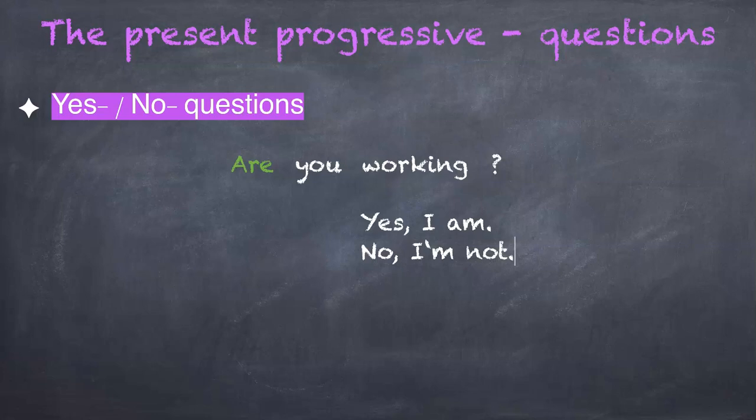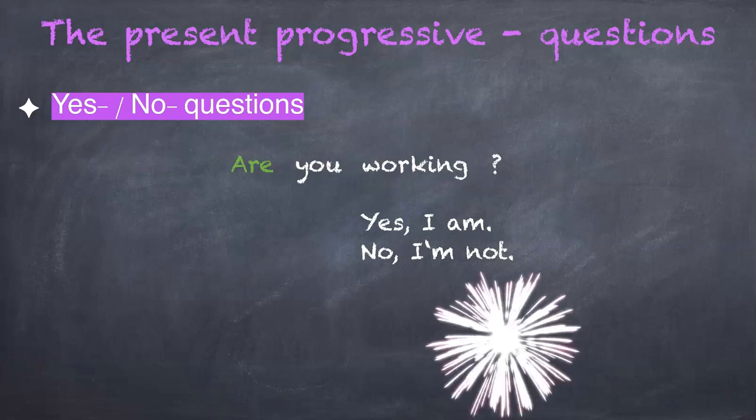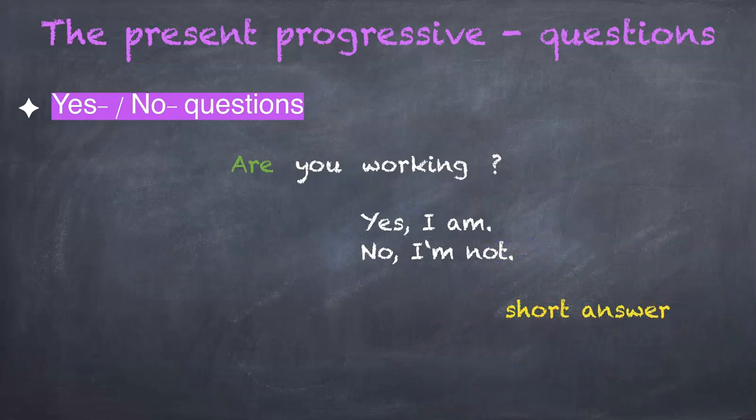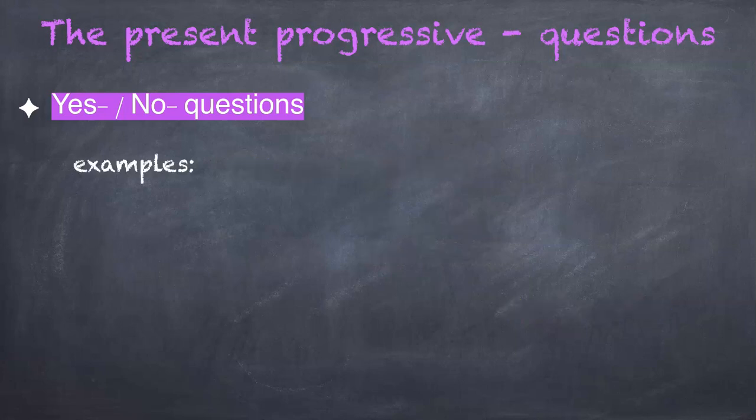When we have yes-no questions, we give short answers. Like here, "Are you working?" You can answer with "Yes, I am," or "No, I'm not." There are two more examples.